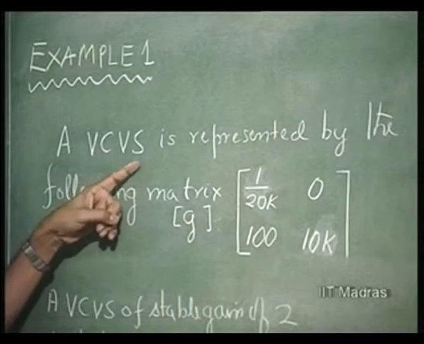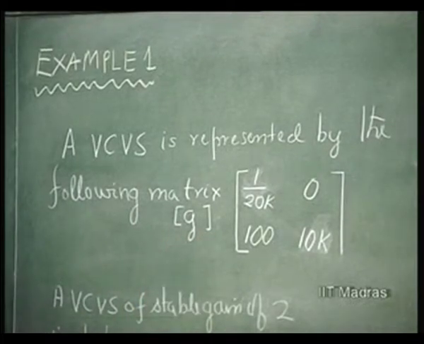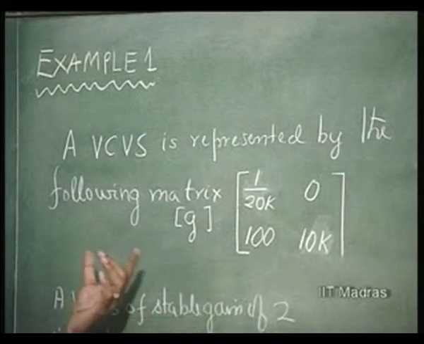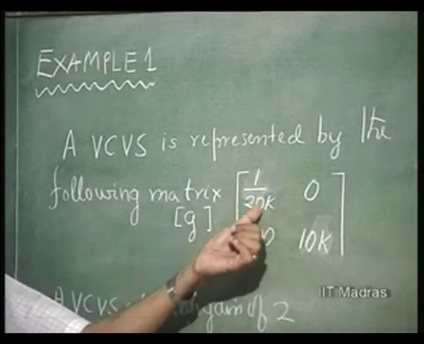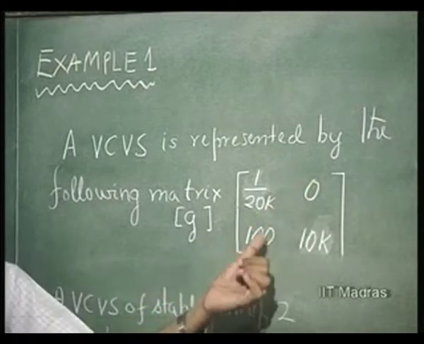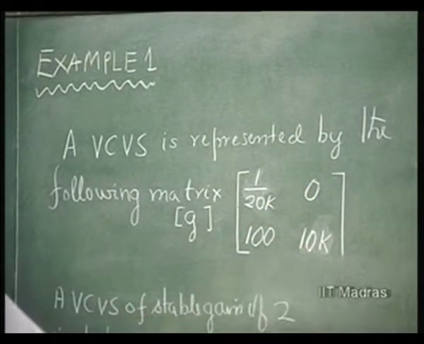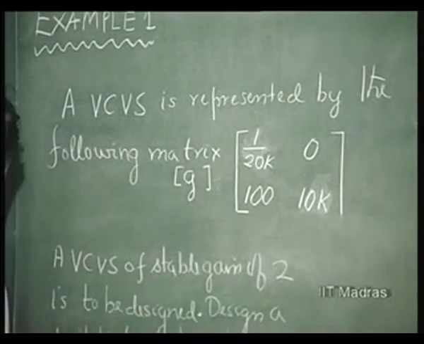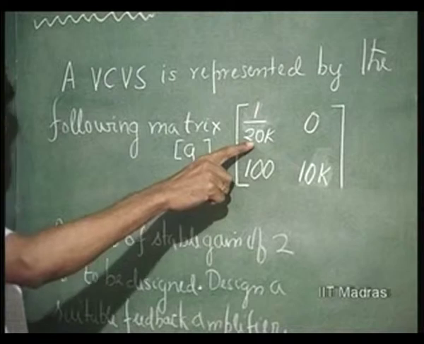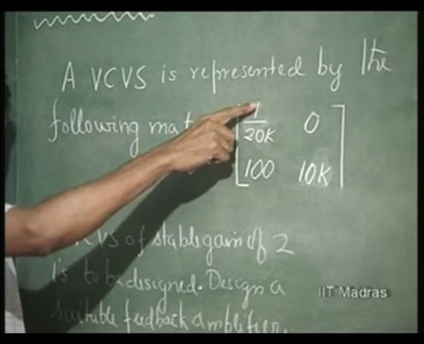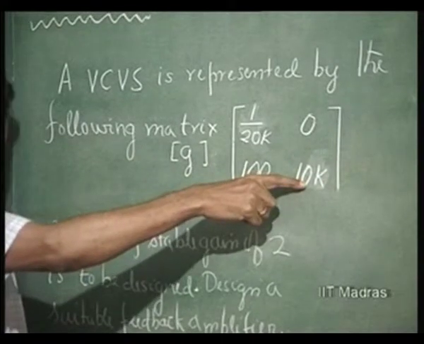A voltage controlled voltage source is represented by the following matrix. This non-ideal voltage controlled voltage source is expressed in terms of its G matrix. So, G I is 1 over 20 k, G F is 100, G R is 0, G naught is 10 k. Once again, this non-ideal voltage controlled voltage source is expressed by means of a G matrix. It has an input resistance of 20 k, where G I is 1 over the input resistance, and an output resistance of 10 k.